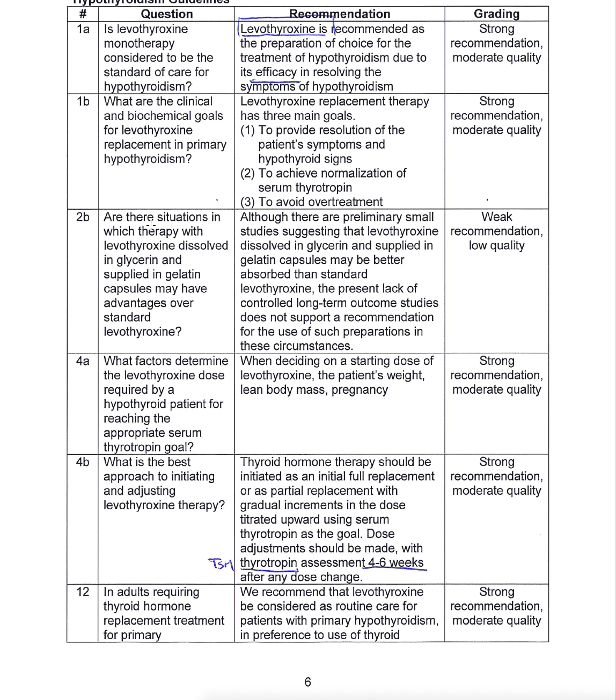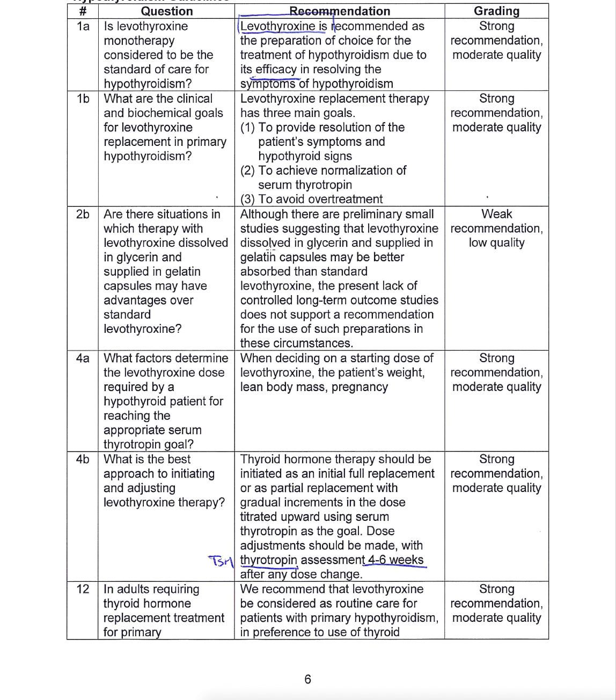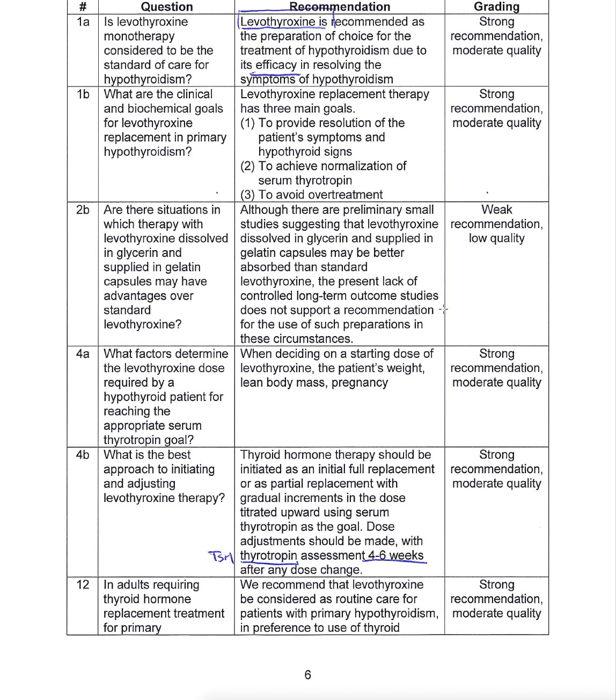All right, next question. Are there situations in which therapy with levothyroxine dissolved in glycerin and supplied in a gelatin capsule may have an advantage over standard levothyroxine? So standard levothyroxine comes in tablets, but there is a capsule form that is dissolved in glycerin, and there is some data suggesting that the capsule form will be better absorbed, but there is no long-term data that supports that. So at this point, the guidelines recommend the standard tablet form of levothyroxine as the drug of choice.